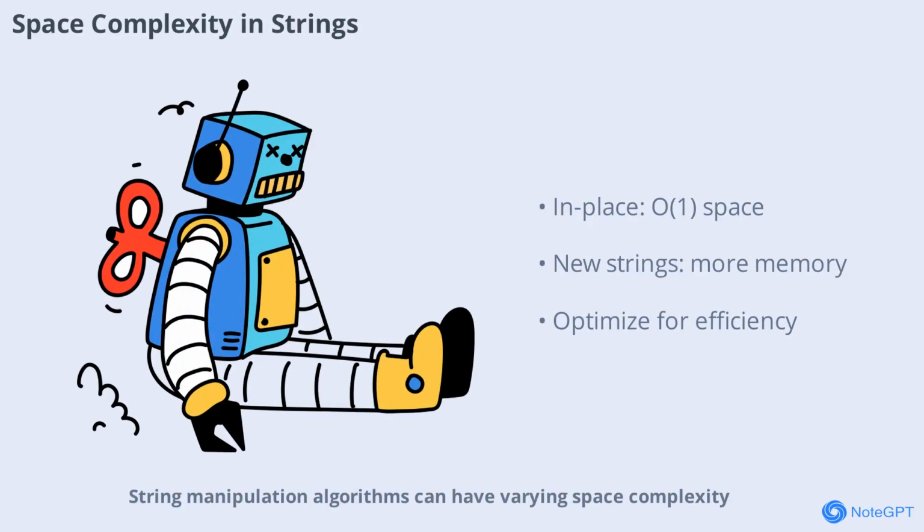String manipulation algorithms can have varying space complexity. Simple operations like reversing a string in place use O(1) space, while creating new strings or using additional data structures can increase memory usage. Efficient string handling is important in applications like text processing and search.